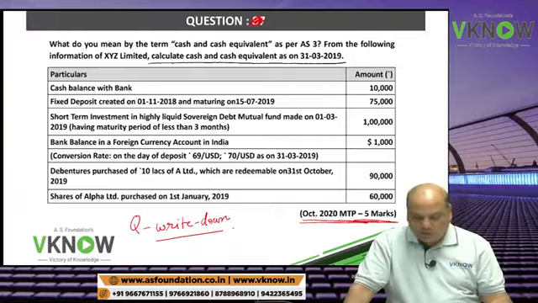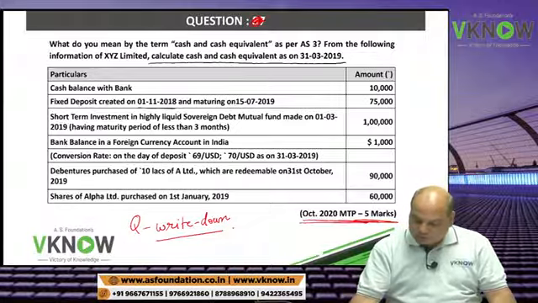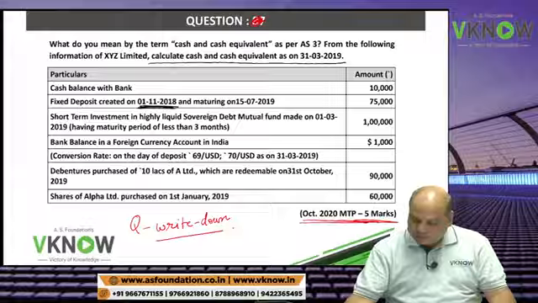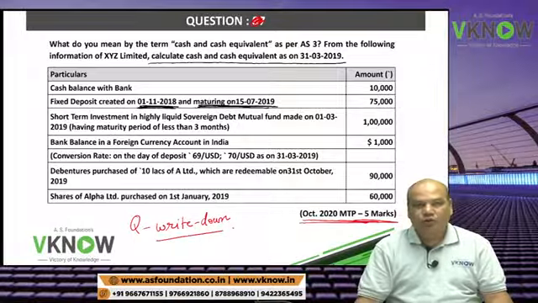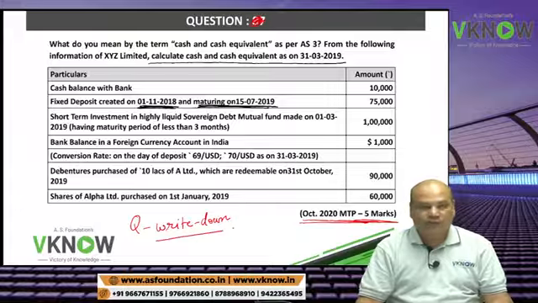Then write down fixed deposit. Fixed deposit created on 1/11/18 and maturing on 15 July 2019, 75,000.